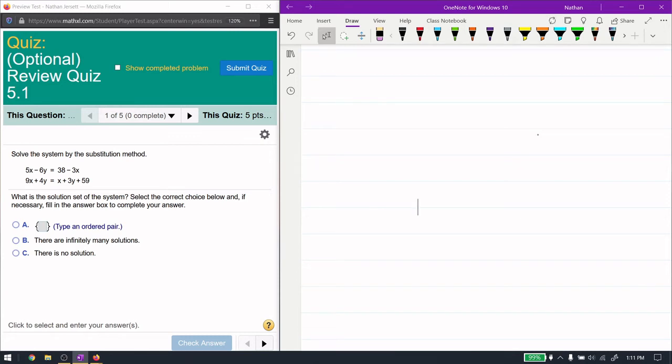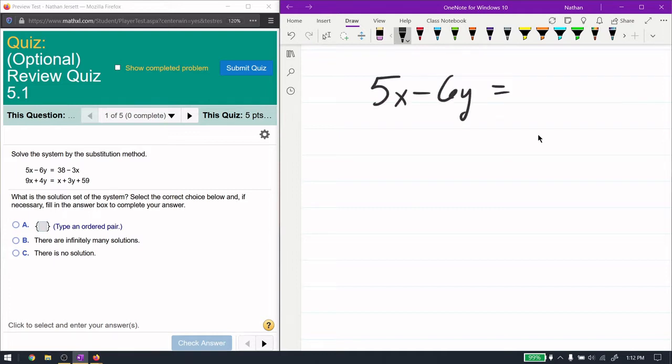This video is for Review Quiz 5.1, and for this first problem, they want us to solve the system by substitution. To do substitution, we need to have a variable by itself in one of the two equations, whichever one seems easiest to you, do that one. The bottom one looks to be a little bit more difficult because there's more of them. The top one, however, I think I can get y by itself quite easily, so I'm going to do that.